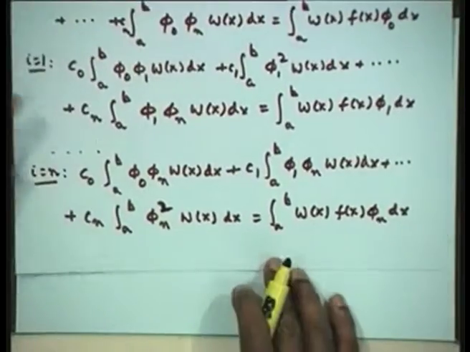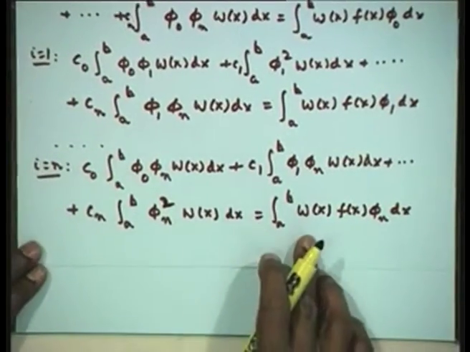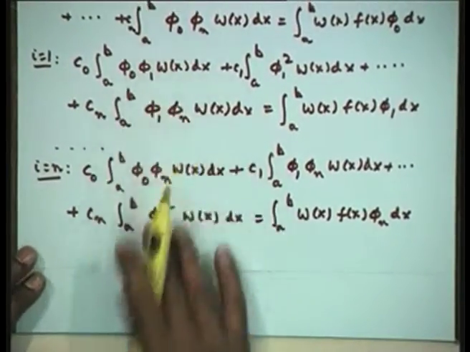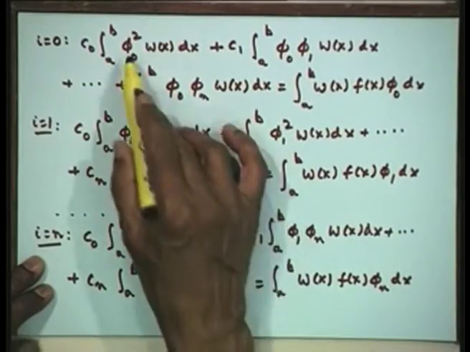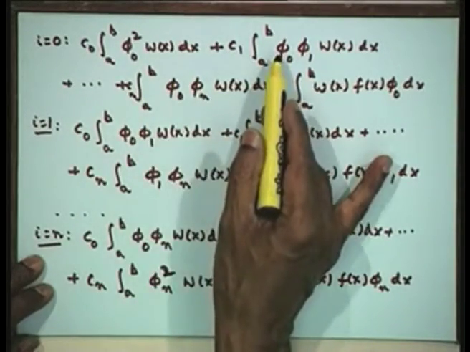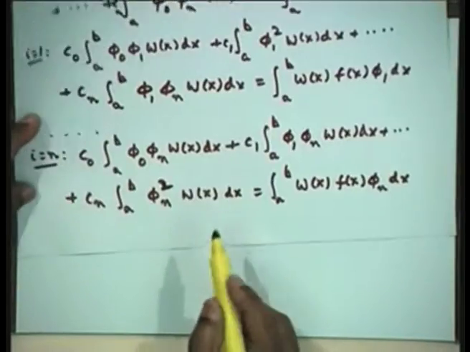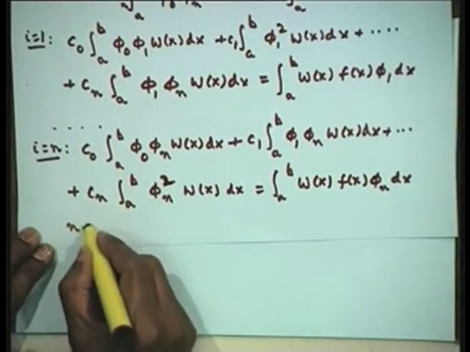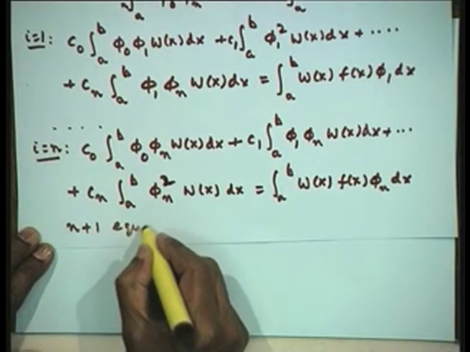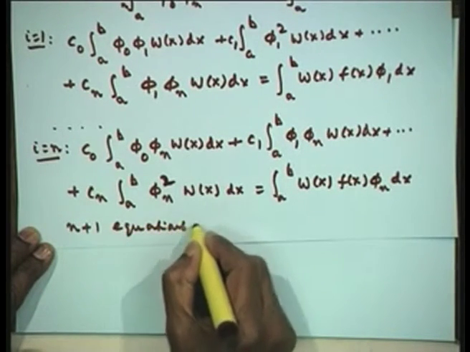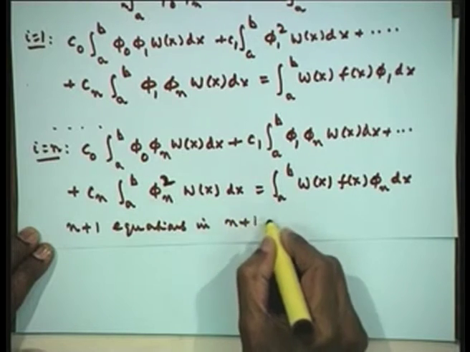Now, these give us the required n plus 1 equations in n plus 1 unknowns. I have to evaluate all these integrals; they are all functions of x. I can integrate all of them, and once I integrate, I substitute the values over here and then find out what my c0, c1 and so on are. Therefore, this gives us n plus 1 equations in n plus 1 unknowns.